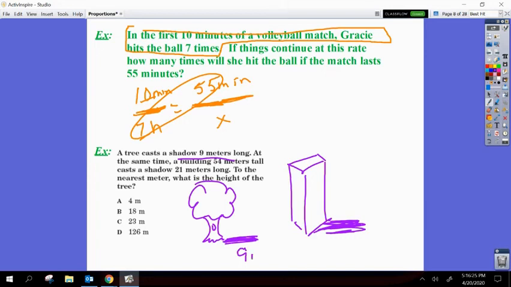At the same time, a building which is 54 meters tall casts a shadow that's 21 meters long. How tall is the tree? Now, as you can see, this is the thing that we're looking for.